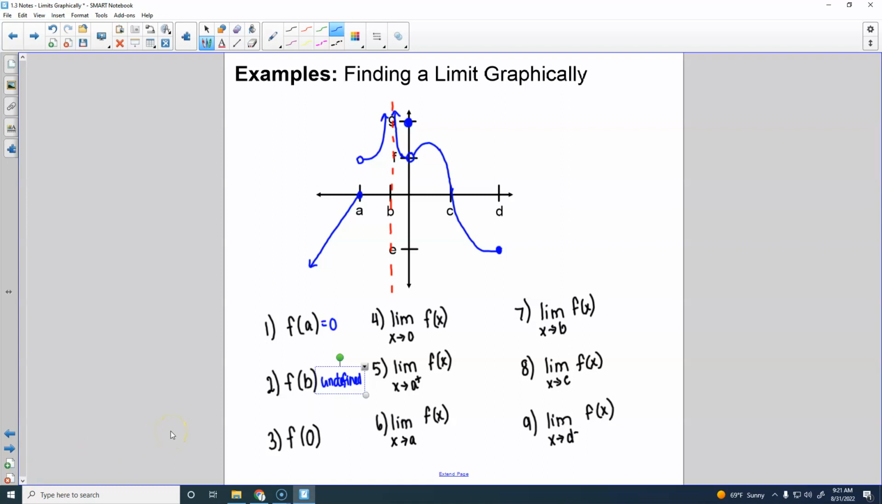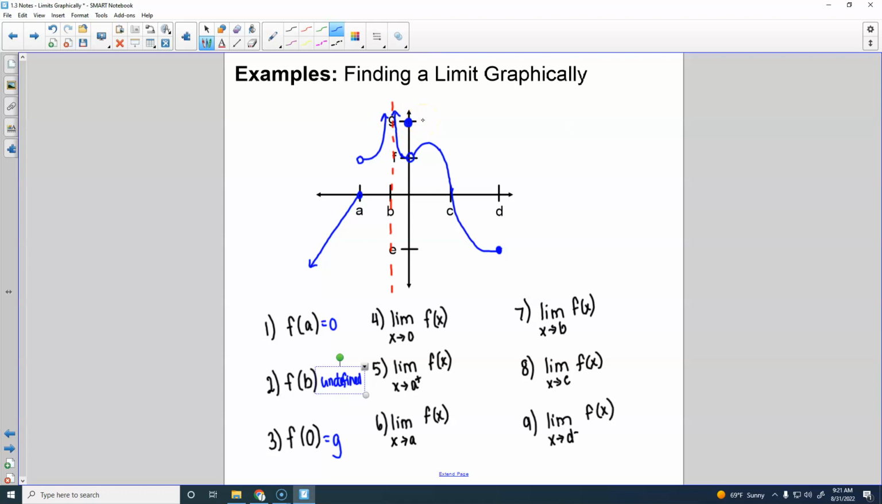Let's see. Raven, what about f of 0? It is g. Wonderful. We're looking at this point right here, that colored-in dot. Because when we're looking at f of something, we care about where it's colored in or solid. The x-coordinate right there is 0. The y-coordinate is g.